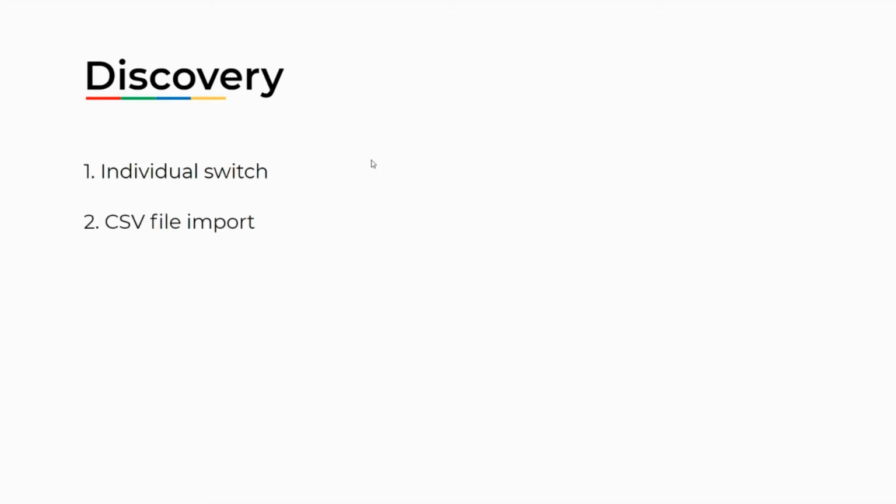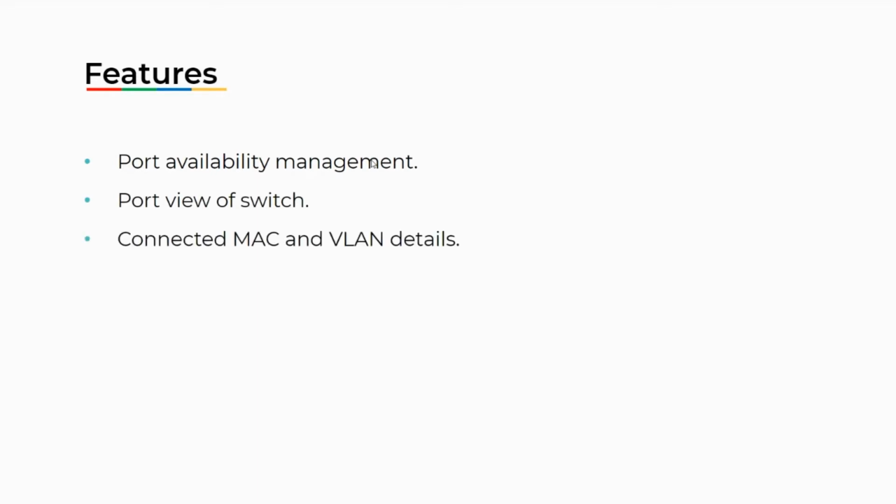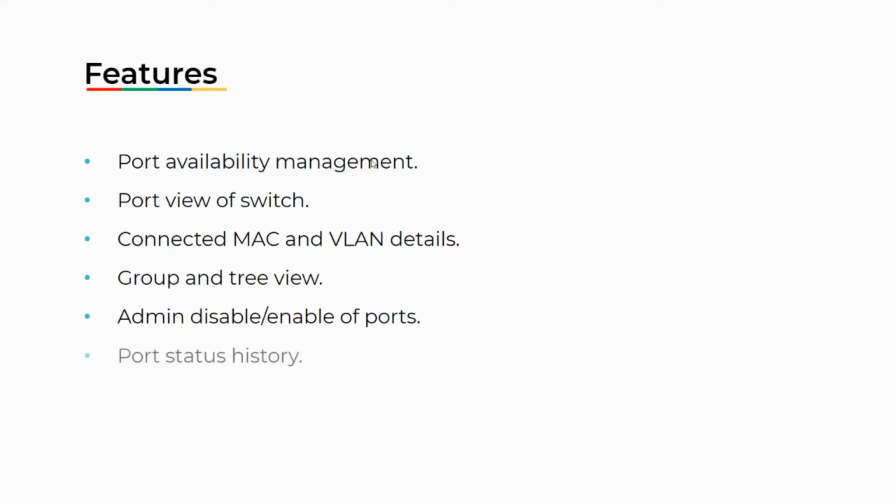Or you can add switches in bulk through the CSV file import or through the network discovery, where you can specify the range of the IPs within which your switches lie, and OpUtils simply scans your network and discovers the switch ports. Once you've added the switch ports, OpUtils offers you various functionalities like the port availability management, the port view of the switch, the connected MAC and VLAN details, and the group and tree view of the ports. You can also administratively enable or disable switches or the ports. And OpUtils gives you a port status history, which shows you how the ports have been used throughout the period of time.